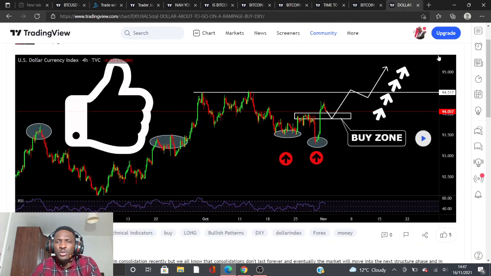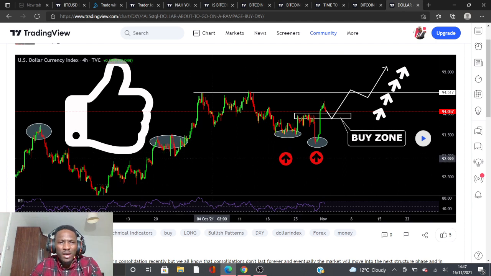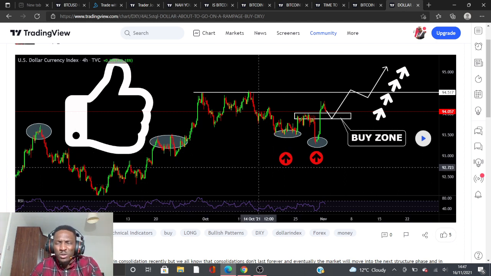This is one of my favorite predictions. I'm going to go back to one of my favorite predictions, on the dollar index. A prediction where, again, it combines two different technical analysis strategies.